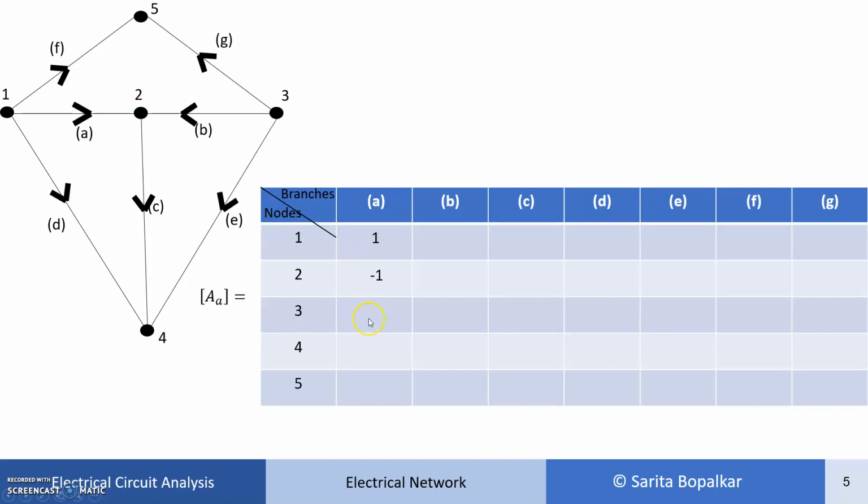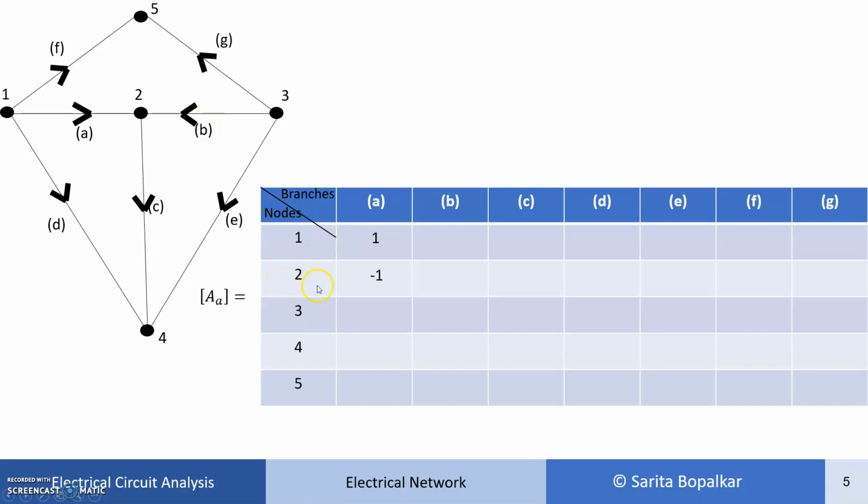And for other nodes 3, 4, 5, branch A doesn't incident at nodes 3, 4 and 5. So for these three elements, your network element should be 0. Now let's go to branch B. Two nodes are included. Which ones? 2 and 3. For other nodes, branch B doesn't incident.